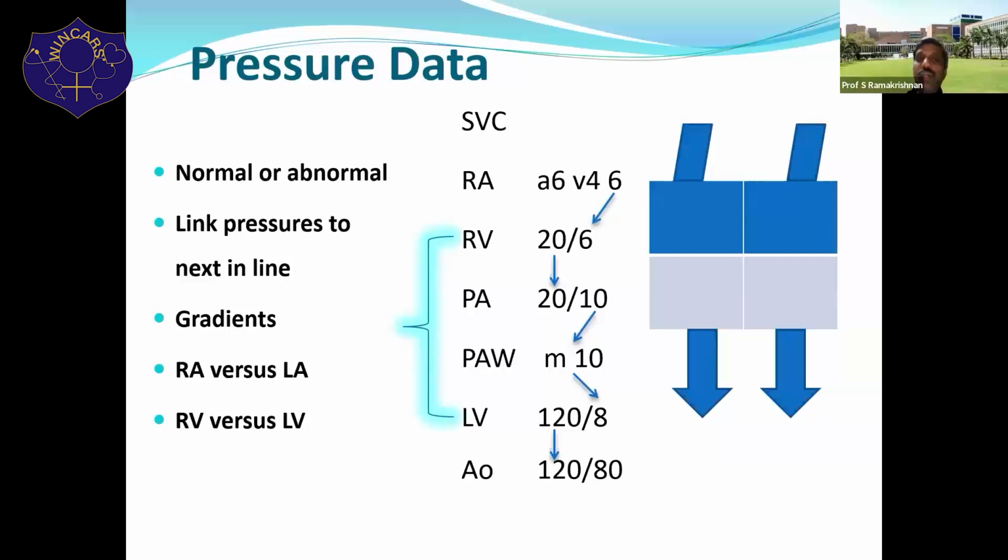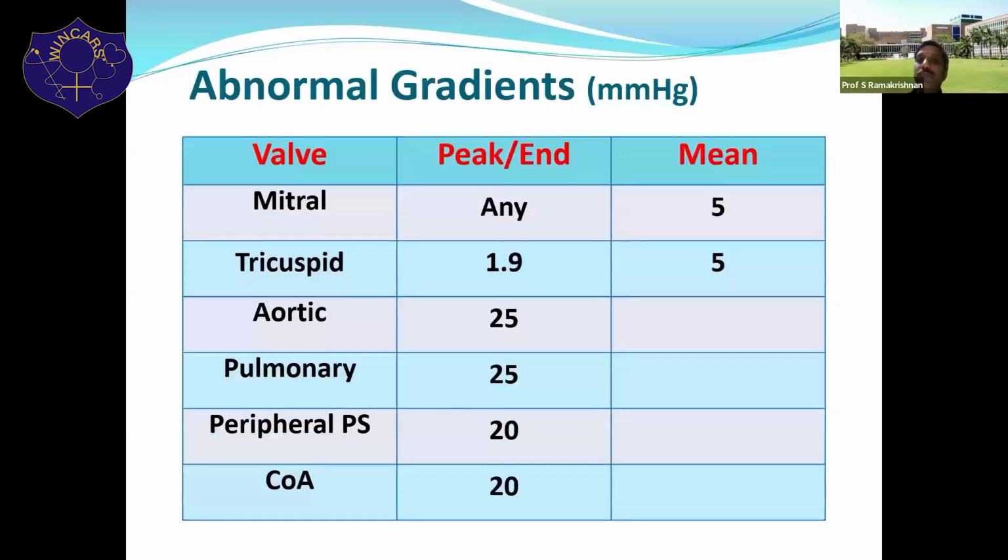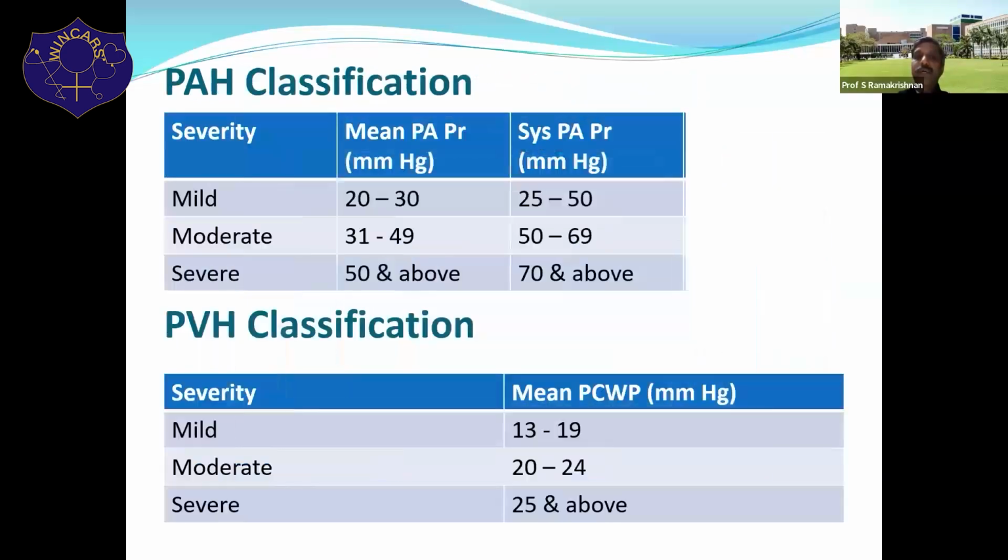What are the things that you have to do with the gradients? When it comes to gradients, what is the significant gradient? Across the mitral valve, any end diastolic gradient is significant, whereas across the tricuspid valve, a mean greater than 2 is significant. Aortic peak is 5, pulmonary is 25, and any vessel it's around 20. That's the standard teaching. 2, 25, and 20 is what you have to remember. Across mitral, any end diastolic gradient is significant. A mean of 5 is significant across the mitral and tricuspid valve. This is the hemodynamic significance of gradients.